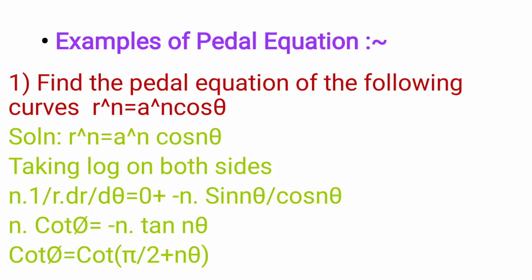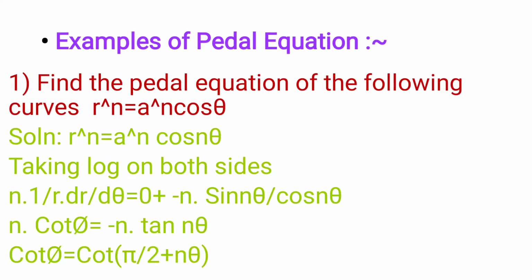r raised to n equal to a raised to n cos n theta. Taking log on both sides, n log r equal to n log a plus log cos n theta. It can be written as n into 1 by r dr by d theta equal to log a value is 0, and log cos n theta can be written as minus n sin n theta by cos n theta, and dr by d theta can be written as cot phi equal to minus n into tan n theta.